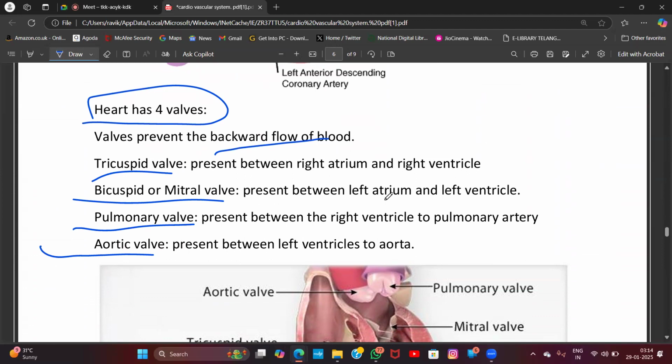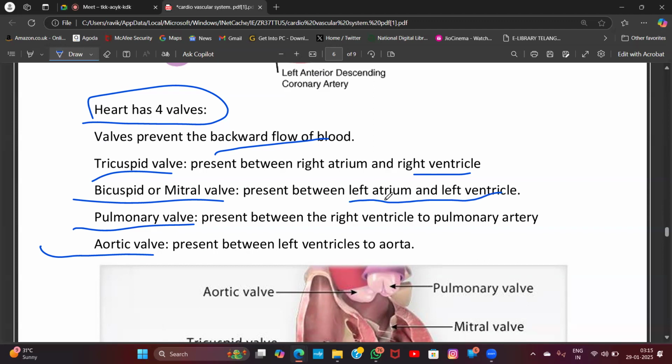Tricuspid valve is present between the right atrium and right ventricle. The bicuspid or mitral valve is present between the left atrium and left ventricle.